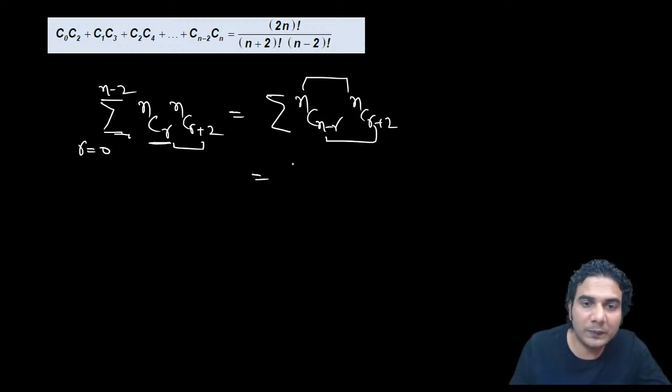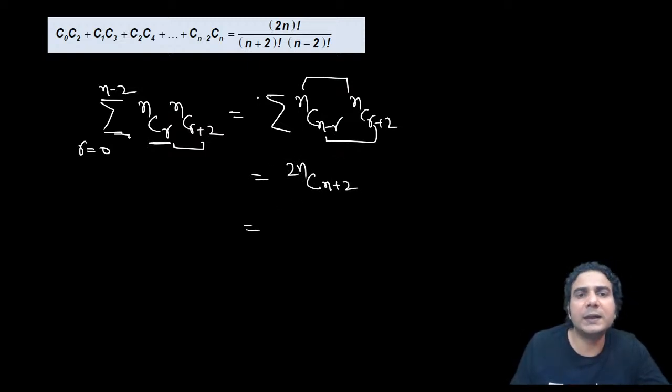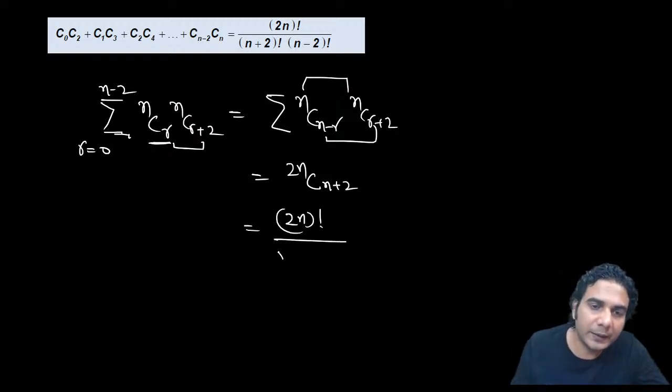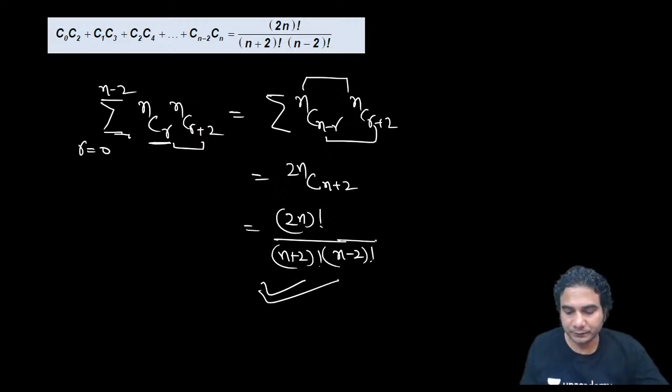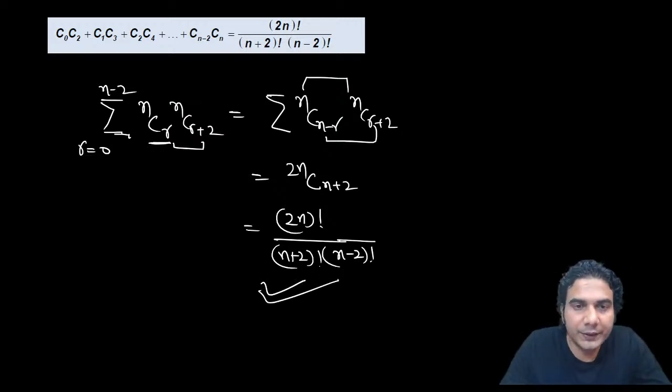So write the answer. n plus n is 2n, C, and the sum of these two is basically n plus 2. So (2n)C(n plus 2). And it is written in expanded form, so it is 2n factorial divided by (n plus 2) factorial, and 2n minus (n plus 2) is (n minus 2) factorial, right? That is going to be the answer. Got it? So in this way you can apply it.